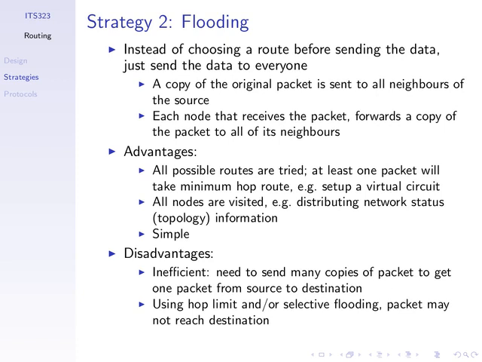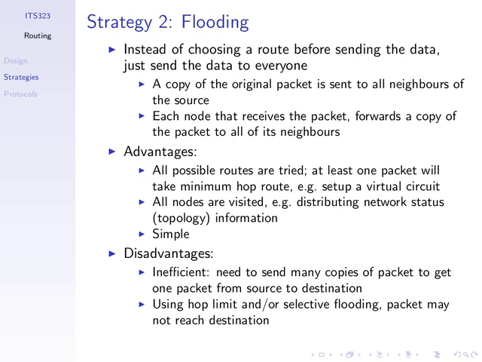We can flood a packet through the network. One of those packets will reach the destination across the least hop path, and then we can use that path to send our data in virtual circuit packet switching. So that's the point, that one packet always takes the minimum hop route is an advantage of this scheme or a feature.